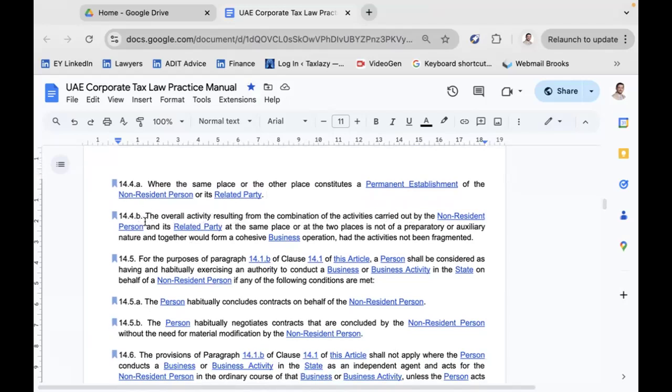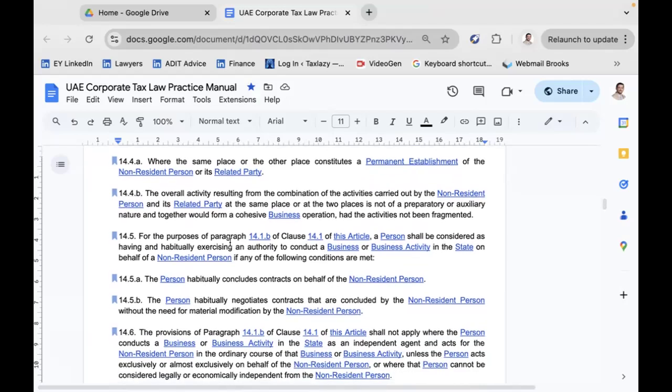So this point I like to sometimes say, let's read through it. The overall activity resulting from the combination of activities carried out by the non-resident person or related party at the same place or at two places is not of a preparatory or auxiliary nature and together would form a cohesive business operation. To explain this, I sometimes use an analogy. What is that analogy? Think of a boat and the paddles.